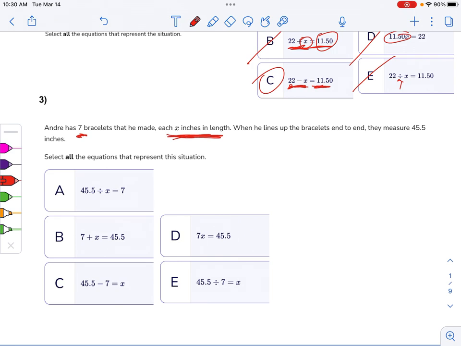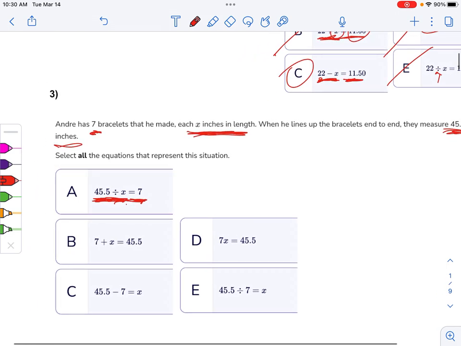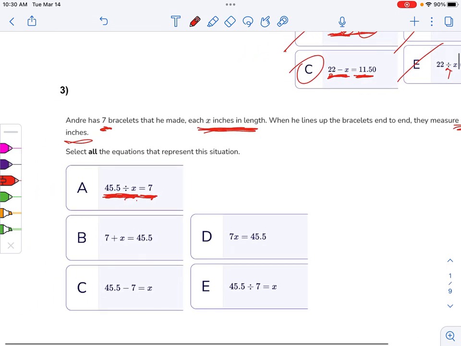Okay, and she put them all together, and they measure a total of 45 inches. All right, we're just gonna do this. So 45 inches, that's my total, divided by an unknown length should get 7. So it's 45.5 divided by an unknown length of each one should get 7. Yeah, we got end to end. Yeah, this is gonna work.